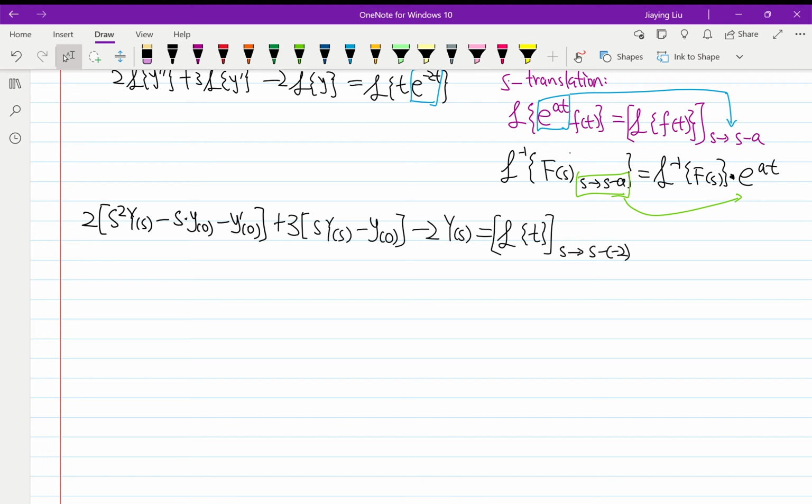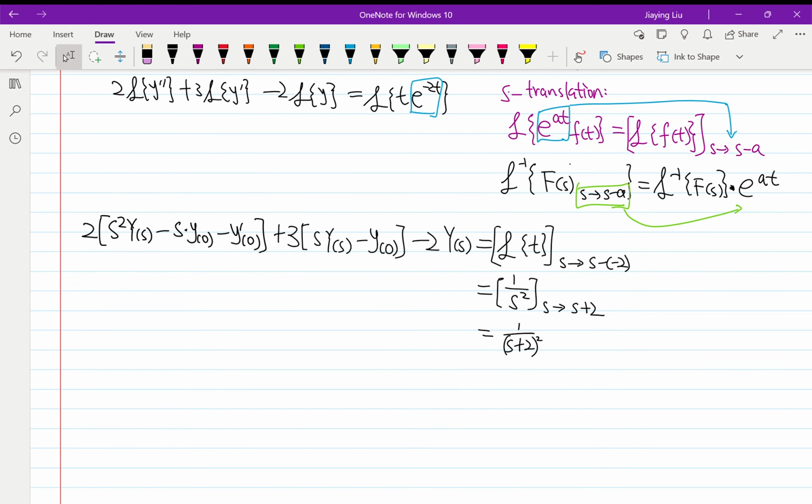Okay, so we know what the Laplace transform of t is, right? That's just 1 over s squared. But don't forget that we have this translation. s goes to s minus negative 2, so s plus 2. And in the next step, we're actually going to replace the s in the denominator with s plus 2. So 1 over s plus 2 squared. That's the right-hand side. Any questions about that translation to find the Laplace transform of t e to the negative 2t?